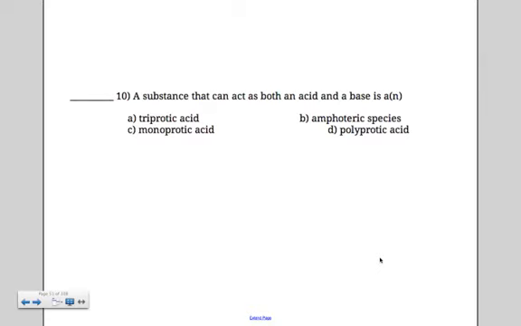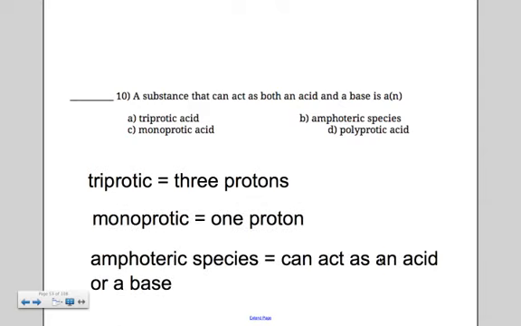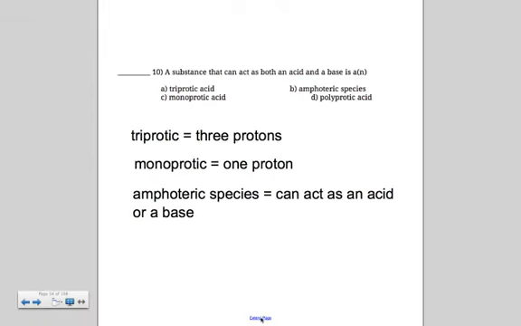Number 10, a substance that can act as both an acid and a base is triprotic, monoprotic, amphoteric, or polyprotic. Well, which of these things is not like the other would be the first question. A, C, and D are all about protic, and the other one is different. So that's probably the answer, but let's take a quick look. Triprotic means 3 protons. Tri means 3. Protic, protons. Monoprotic means 1 proton. And amphoteric is something that can act as an acid or a base.